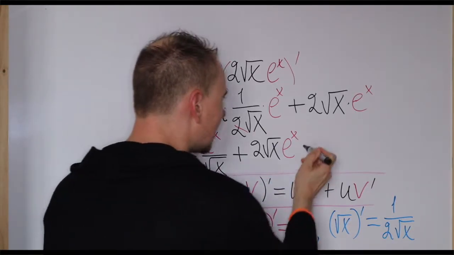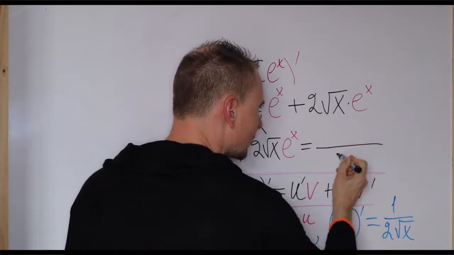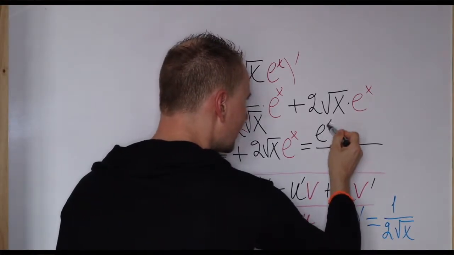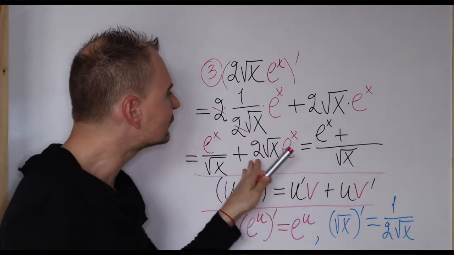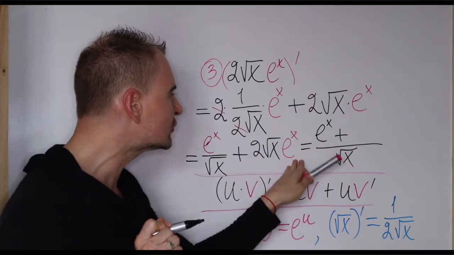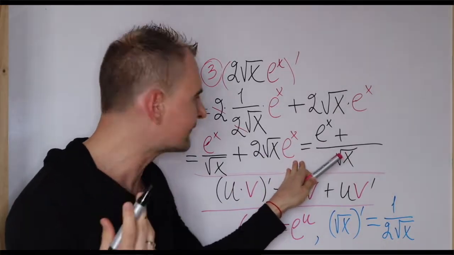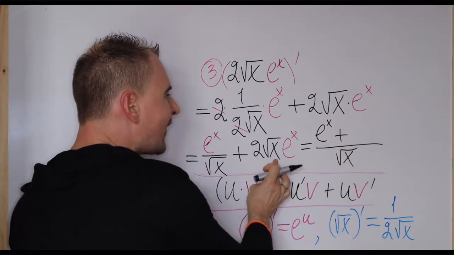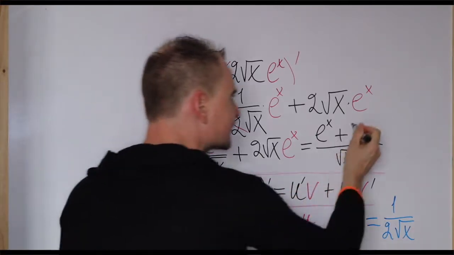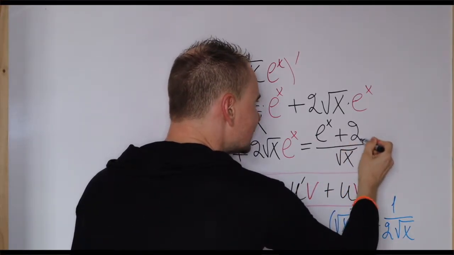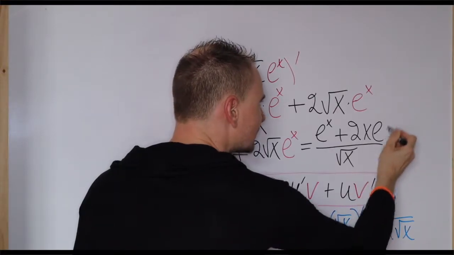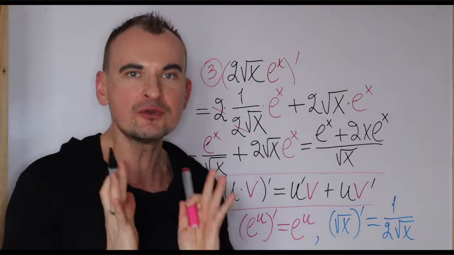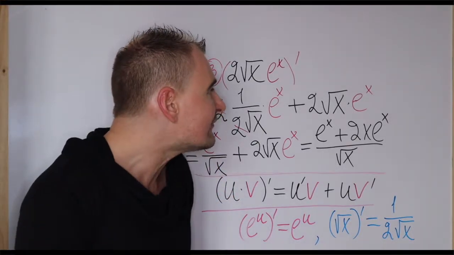So the common denominator is going to be square root of x, the least common denominator. E to the x goes on top, plus, and basically what you want to do is multiply the second term by square root of x, since we want to get the square root of x in the denominator. So 2 square root of x times square root of x, you would be left with just 2x e to the x, since square root of x times square root of x would leave you with just x. And basically we are almost done.